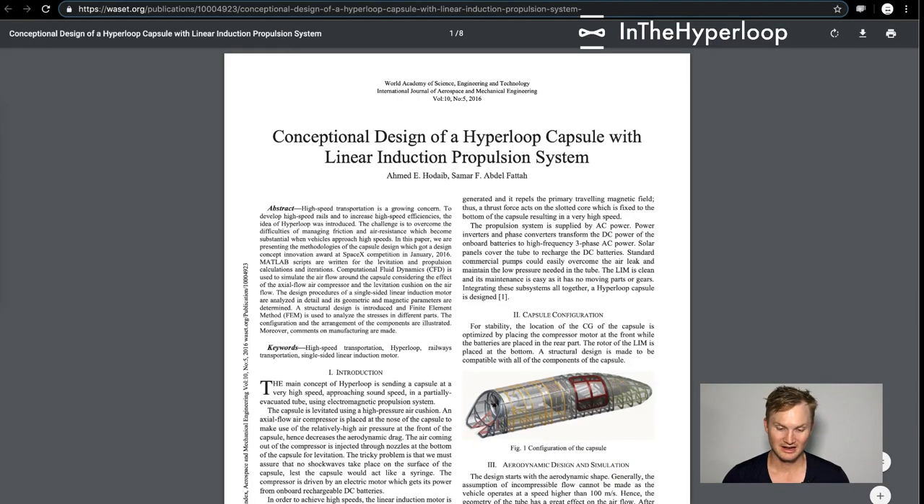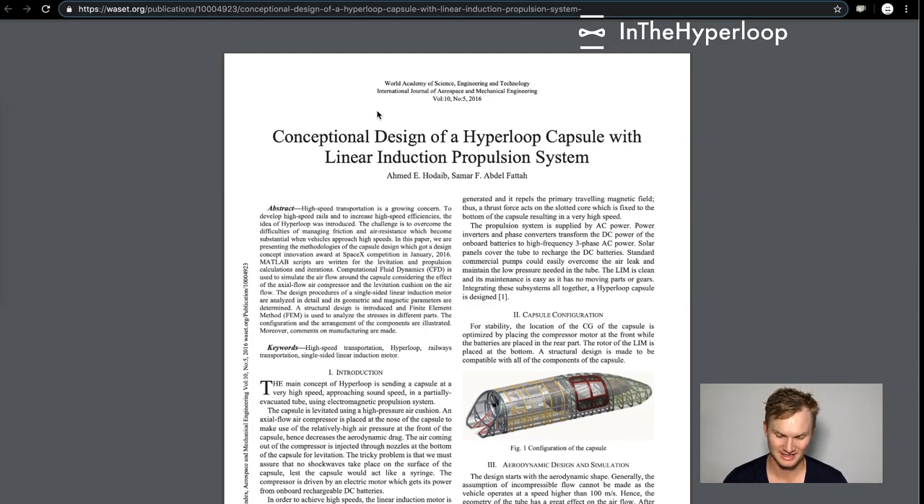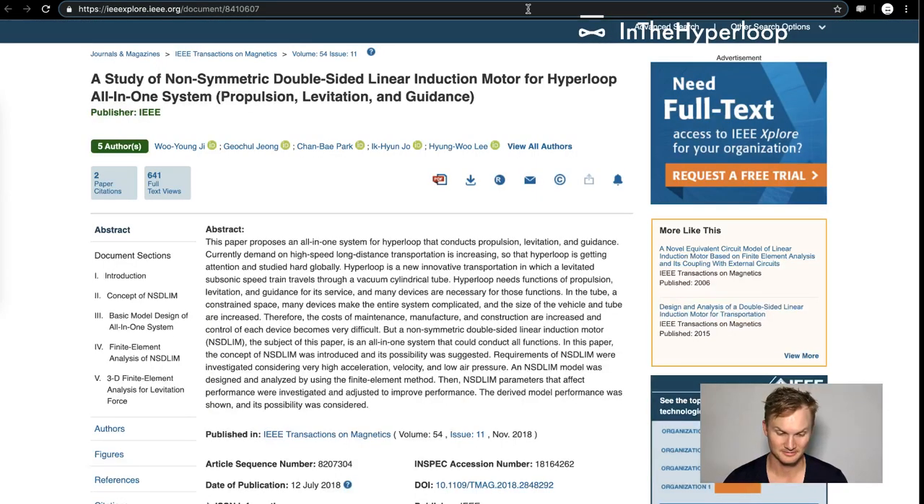It's really interesting. There are also actual research papers written on this, of different Hyperloop capsules and linear induction propulsion systems. I'd highly recommend you check out these white papers for further research. And that concludes this very brief introduction to linear induction motors.